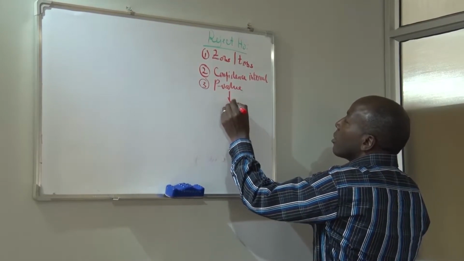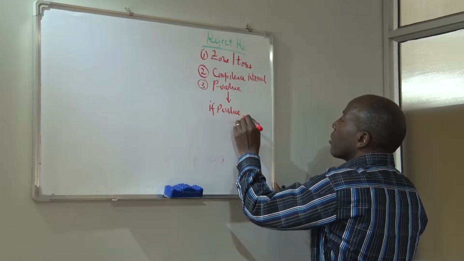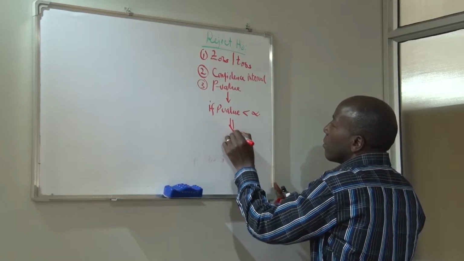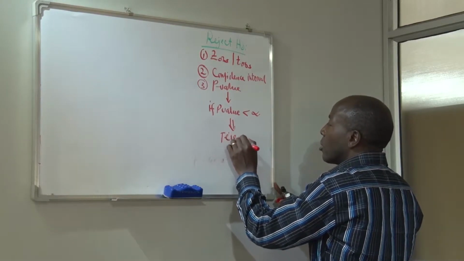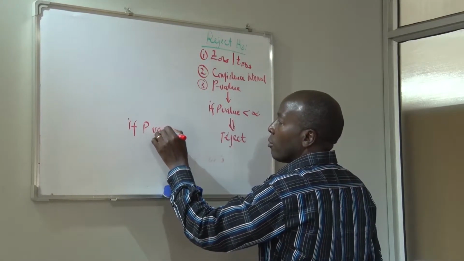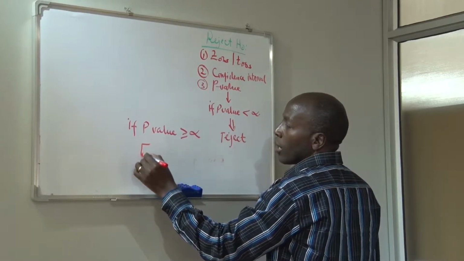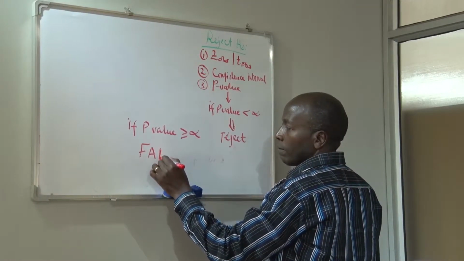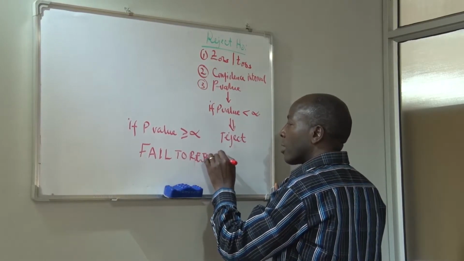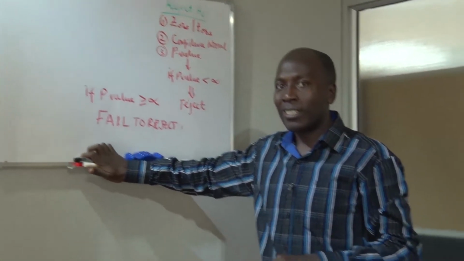And we reject if the p-value is less than alpha. Then we do what? We reject. If the p-value is equal or greater than alpha, then we do what? We fail to reject. Remember this terminology. We either reject or fail to reject.